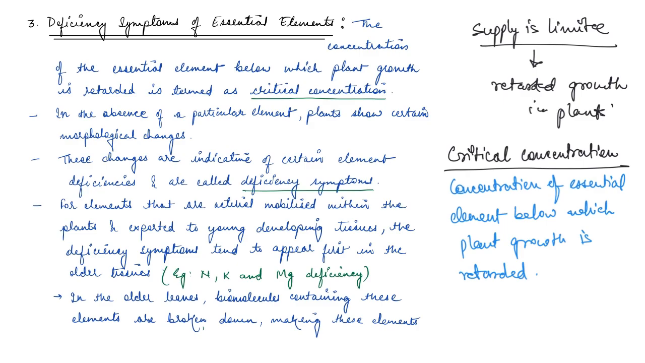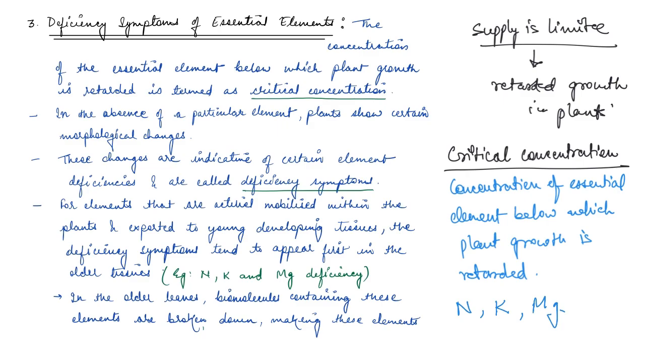Right? Now, there's an example given in NCERT: deficiency symptoms of nitrogen, potassium, and magnesium are first visible in the dying leaves, the senescent leaves, right? In the older leaves, biomolecules which contain these elements are broken down, and these elements are moved towards younger leaves to protect them first.